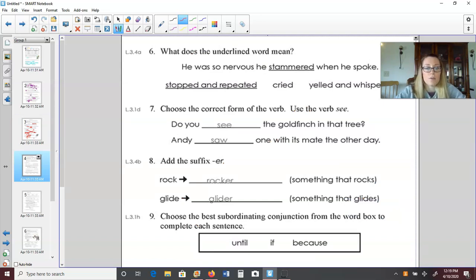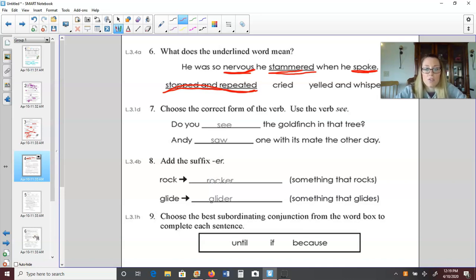He was so nervous, he stammered when he spoke. Stammered. Well, some key words in here are being nervous and speaking, or past tense spoke. You know, if you're nervous and you're talking, what might happen? Well, it might mean that you stopped and repeated what you were saying. Okay, not cried or yelled or whispered, but you stopped and repeated. You kind of just couldn't get out the words.